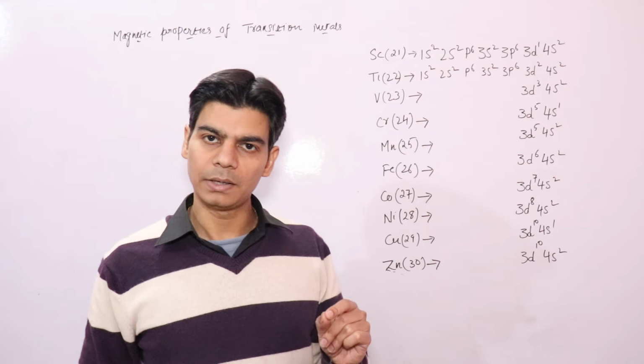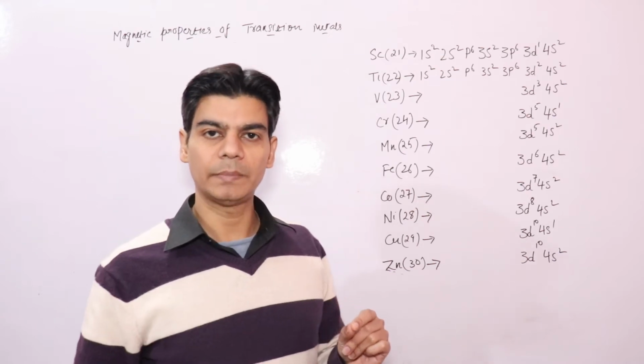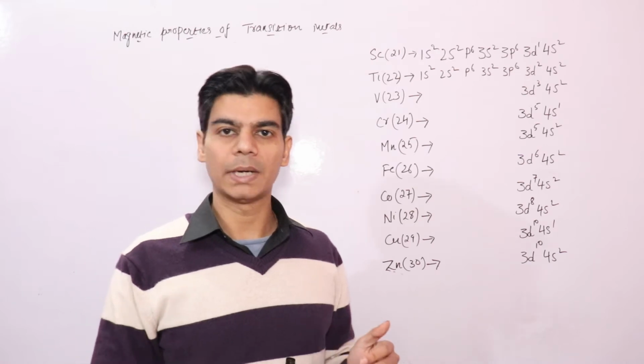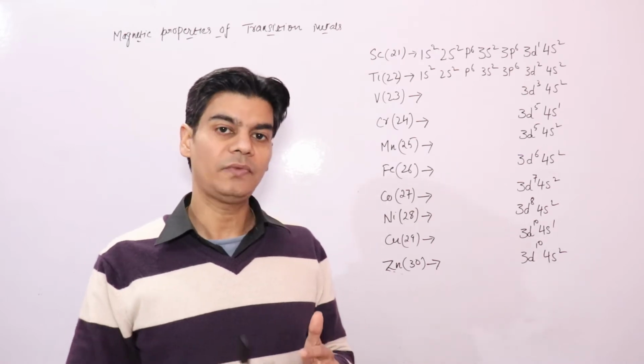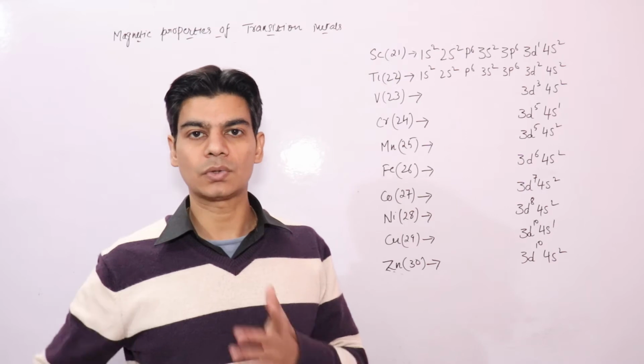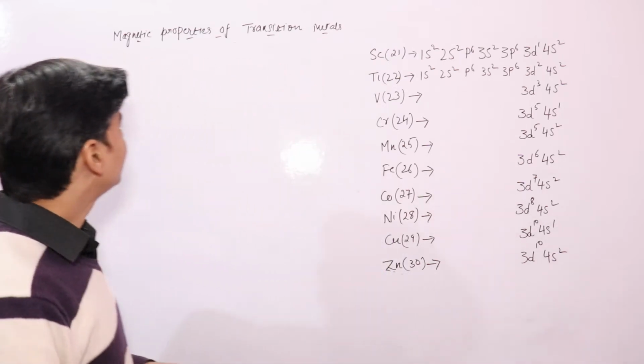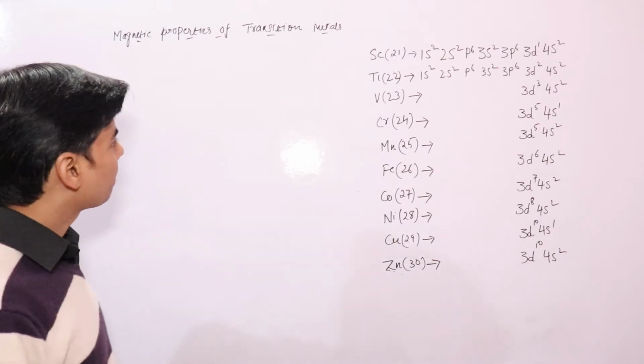First is paramagnetic, when the substance is attracted by the magnetic field. Second is diamagnetic, when the substance is repelled by the magnetic field. The third is ferromagnetic, the substances that are strongly attracted by the magnetic field, that is iron. Iron is a ferromagnetic substance.